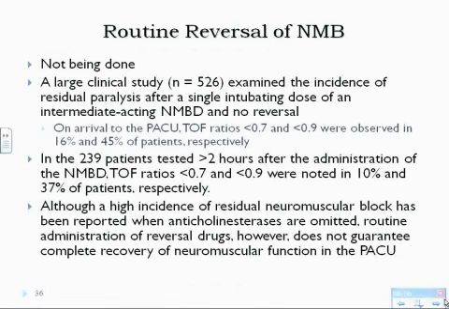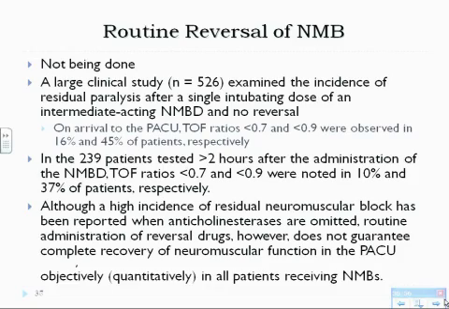Anybody that's less than 0.9 has a higher risk of aspirating and dying. So this is a significant study showing that you have a high incidence of residual neuromuscular block when anticholinesterases are omitted. Routine administration of reversal agents, however, just another caveat, does not guarantee complete recovery. And so you have to be really aware that you may not have adequate reversal even though you gave reversal to a patient.